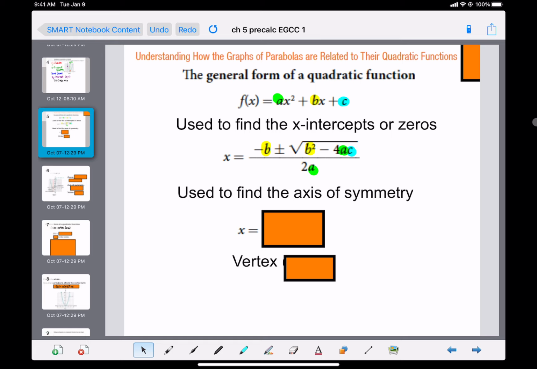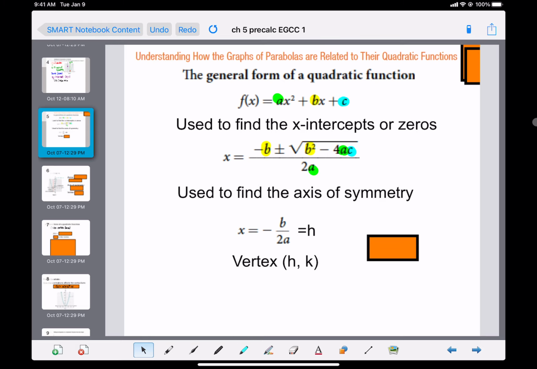If we have the general form and we don't specifically see that h and k, the vertex is negative b over 2a, which technically is our h. So the vertex, yes, is (h, k), but our h is negative b over 2a. And our k is just the function where we plug in h, or the function where we plug in negative b over 2a. So we can find the h by using the b and the a from above. And then once we know the h, we can find the k, or the y value that goes with the vertex, by plugging in that h.